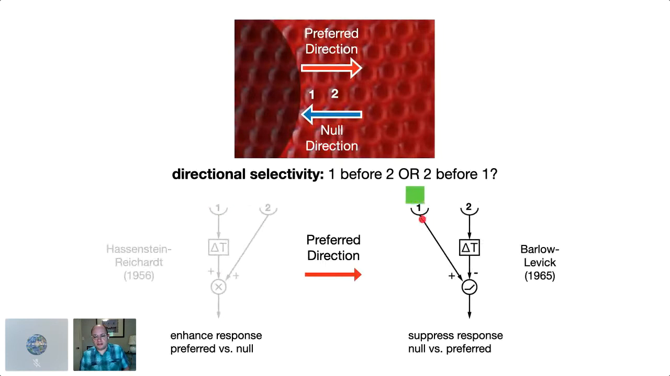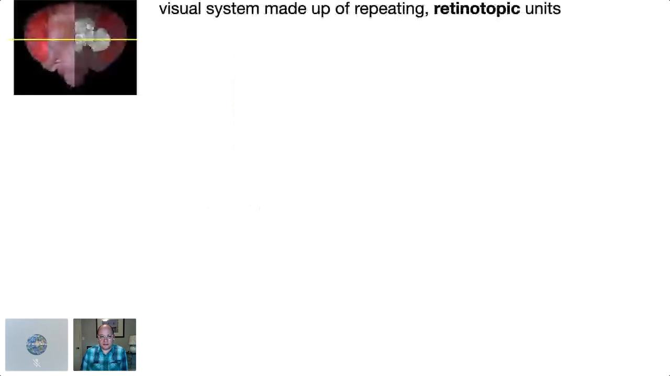Now, the Barlow-Levick detector works differently. It combines a fast excitatory input with a slow inhibitory input, which is offset. And so if motion is moving in the preferred direction for this unit, essentially the excitatory input slides through that rectifier at the bottom. And when motion is moving in the opposite direction, you initially kick off this inhibition, and the inhibition is powerful and long-lasting, such that it can cancel out the subsequent arrival of the excitatory input. So that's the logic of the Barlow-Levick detector.